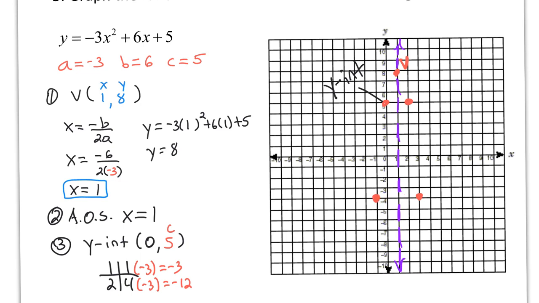And now you guys connect your parabola, and we have a U shape going down because the a value is negative. When the a value is positive, the parabola is going to go up.